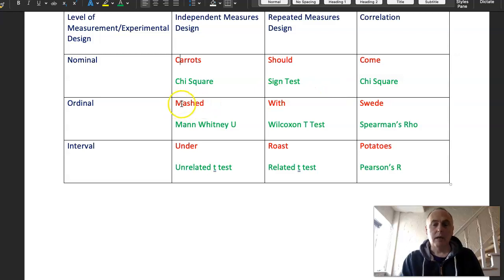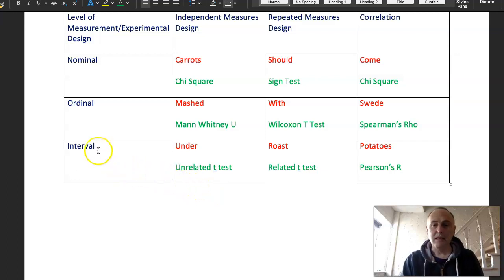M for Mann-Whitney U-test, W for Wilcoxon, S for Spearman's rho. That's different to that one, just something to remember. Under: U, unrelated t-test; R, related t-test; P, Pearson's r. Now remember that these ones here are not inferential stats tests that you will have to calculate in an examination. All you need to know about these is what are the criteria for their use, and that's what this table is for.